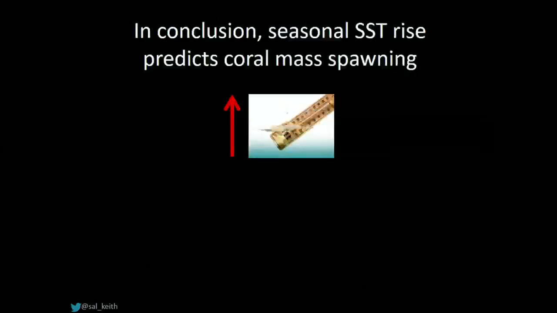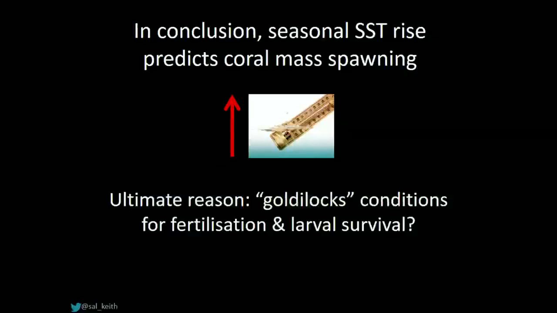So in conclusion, sea surface temperature rise across the seasons seems to be the most important predictor of coral mass spawning. And we think that this might be to do with it cueing the corals to reproduce in these Goldilocks conditions, where we have a nice temperature for fertilization and for larval survival following that.